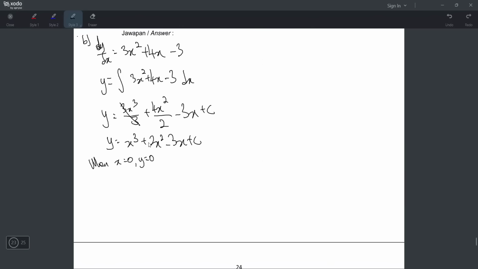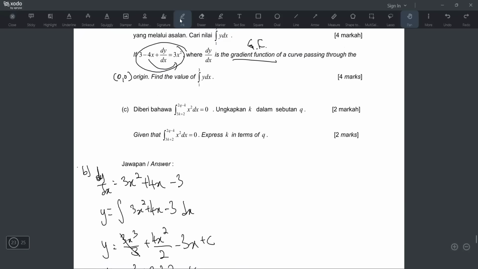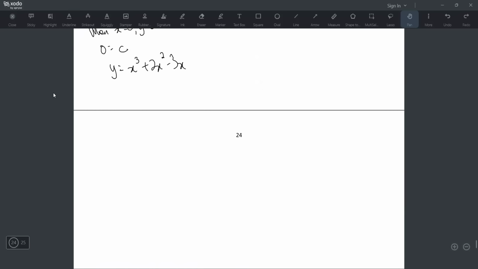When x equals 0, y equals 0, because it passes through the origin. So 0 equals, all these just become 0, because 0 to the power 3 is 0, 0 squared is 0, 0 times 2 is 0, 3 times 0 is 0, so 0 plus 0 minus 0 is 0, plus c. The whole thing becomes 0, so your c is 0. When you rewrite the whole equation, it is just y equals x cubed plus 2x squared minus 3x, plus 0, but you don't have to write that. Okay, with that you can find what the question wants, which is the integral from 1 to 3 of y dx. So just do it.